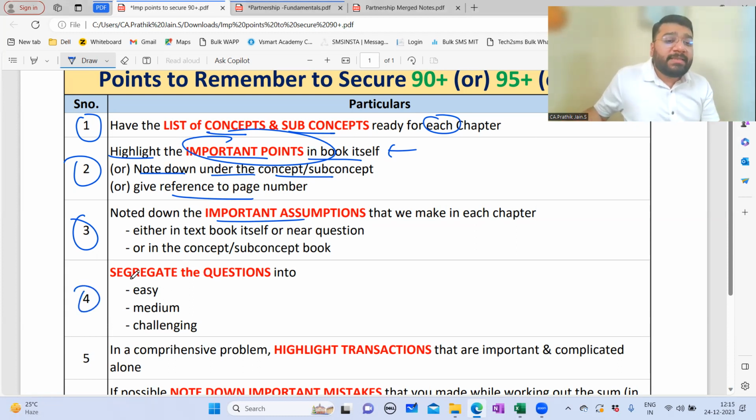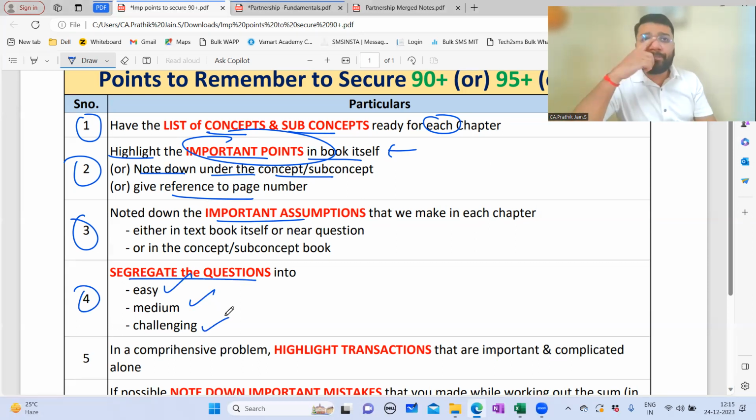Fourth one, segregate the questions into easy questions, medium questions, and challenging questions. My simple question to all of you. You have 4 days holiday in between to prepare for your accounts board exam. During those 4 days, are you trying to tell me that, sir, I will go through all the questions of the book that you're following?